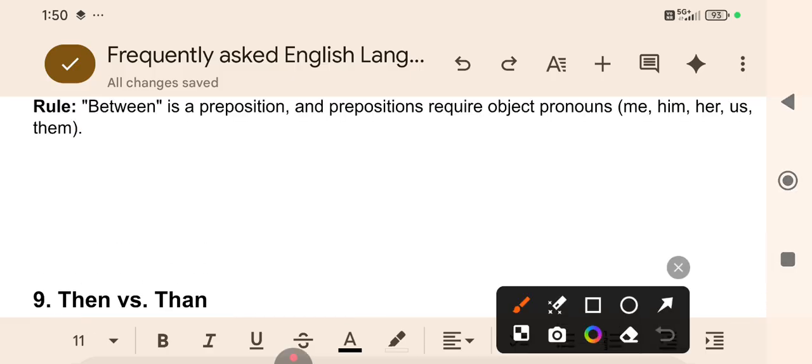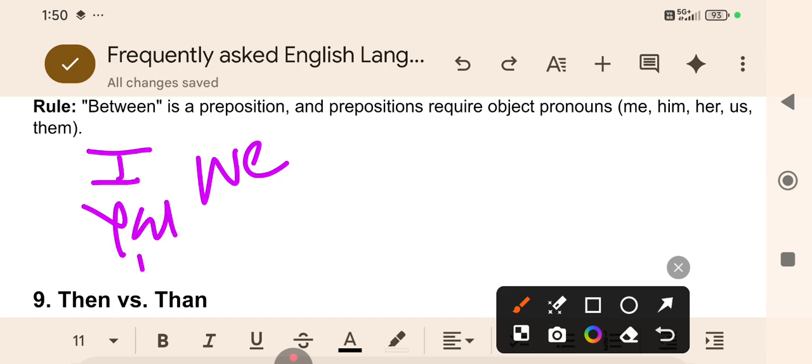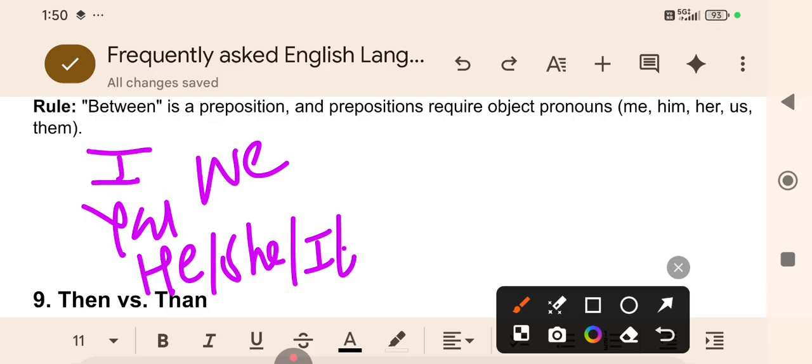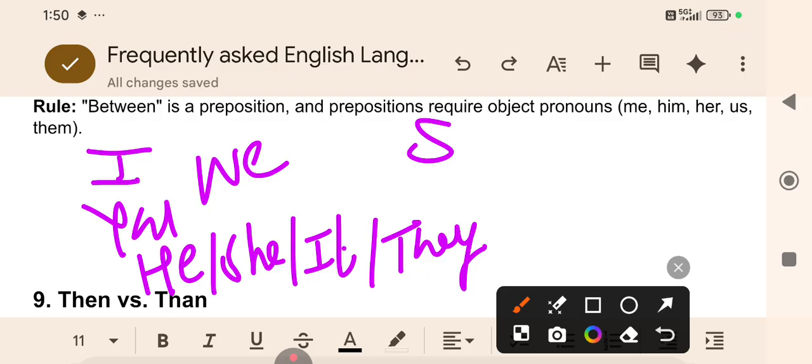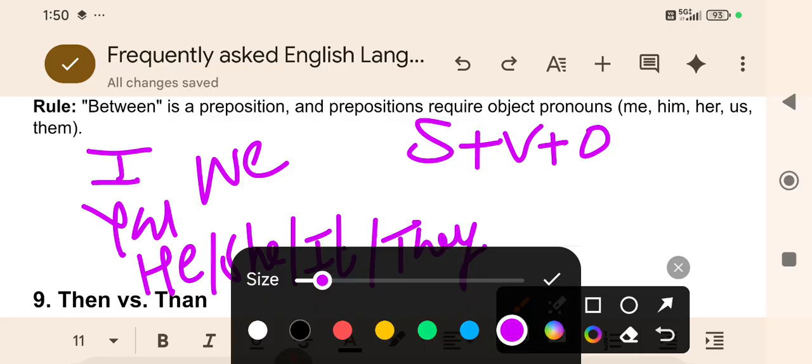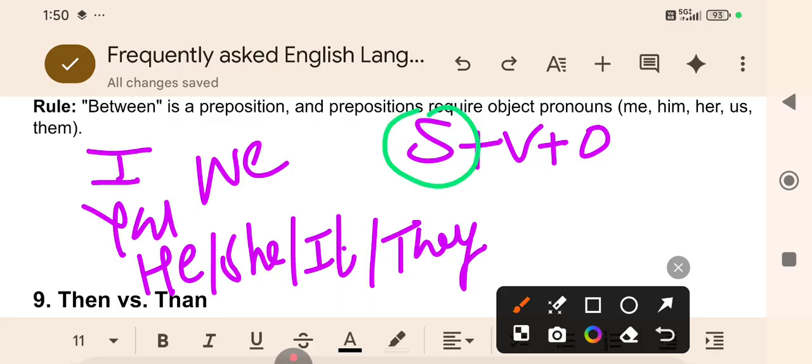Objective pronouns are me and us. The subjective pronouns are I and we, you, then he, she, it, and they. The common structure of English sentences is subject, verb, and object. So these are the seven pronouns always placed in the place of the subject.